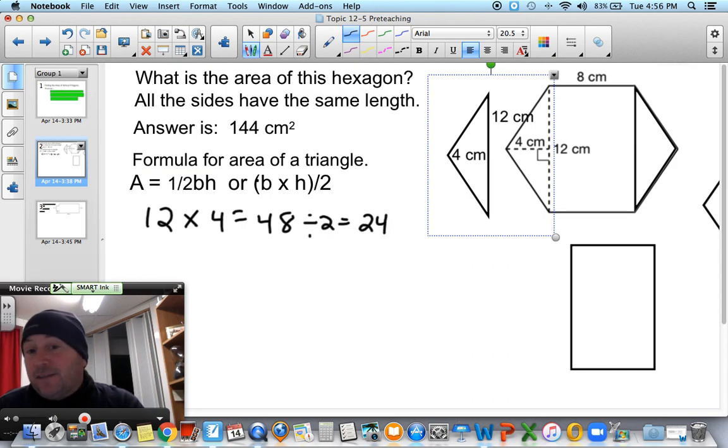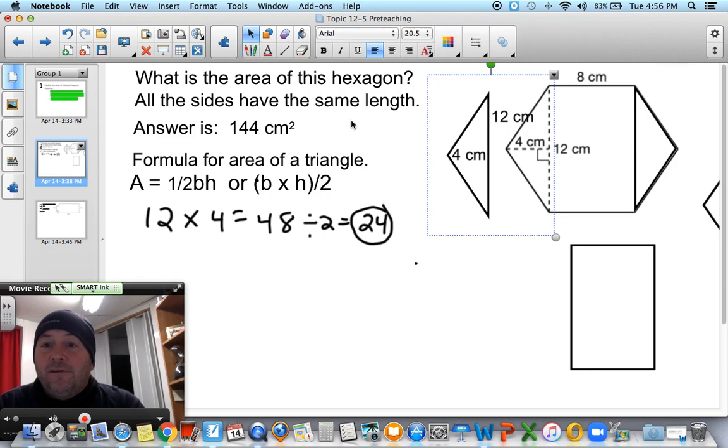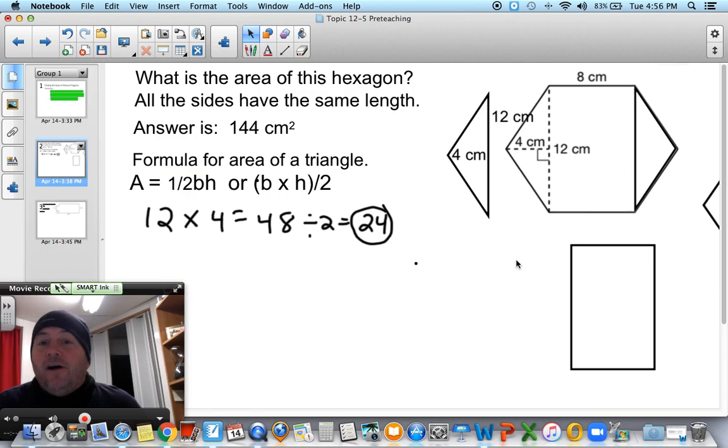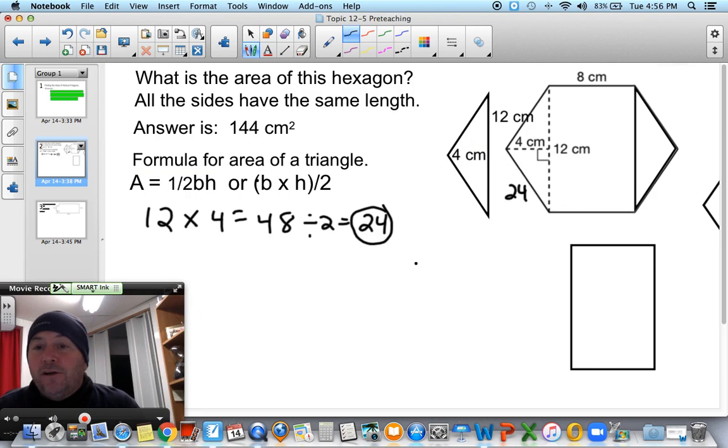Now, if you're thinking back to the last example, that makes sense because this was 2 smaller triangles. So each one of those triangles has an area of 24 square centimeters. So we have 24 here, and 24 there. And we already know that the area of the rectangle is 96.